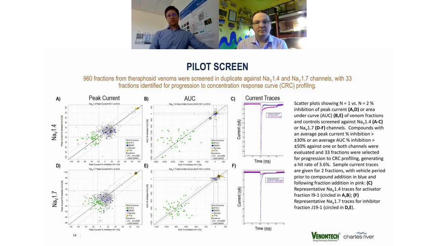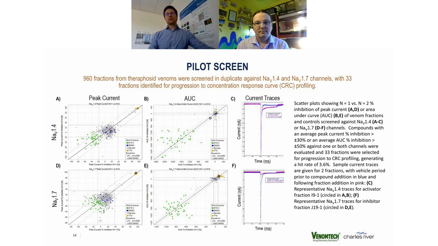And what I hope you can see from here is that pretty much all the data that was generated lies within that 3 times standard deviation of the DMSO control. So it was very robust and repeatable data, specifically for the inhibitors. We have in orange our inhibitor controls. It's a very tight cluster, and you can see that we're starting to get some venom fractions hitting similar inhibition levels as tetrodotoxin, and then also some activators showing up.